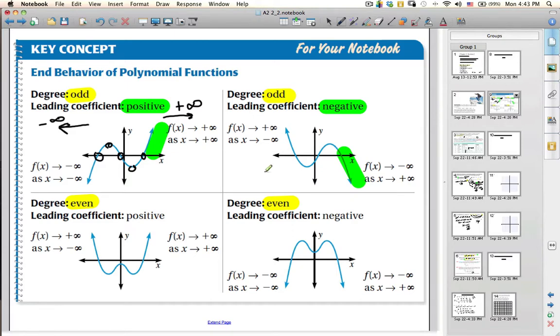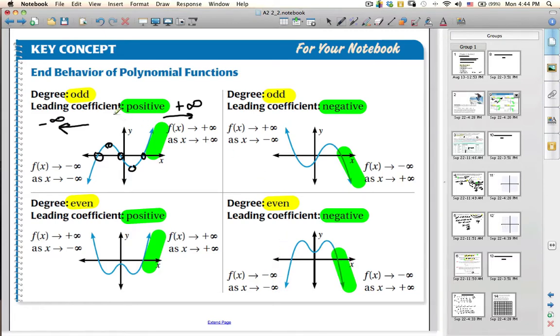Okay? When we look at even degrees, like our quadratic function, right, it either opened up or it opened down. The ends do the same thing. And I know that if the leading coefficient is positive, the right end goes up, and since they do the same thing, that means the left end goes up too. And if the leading coefficient is negative, I know the right end goes down, and if the right end goes down, the left end goes down.